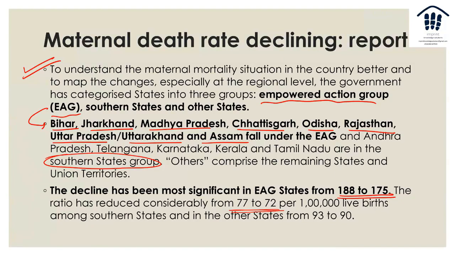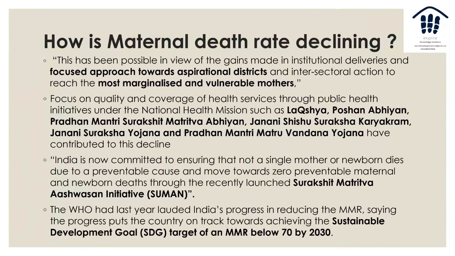So they're actually near the SDG target. On the other hand, the other states, again, we are not that great. We are 93 to 90. Actually, if possible, there should be nobody dying, but the SDG target is 70. I think maybe we should even target less than 50. How is it declining? The reason is the various approaches that we've taken. We focused on institutional deliveries, then we focused on aspirational districts, and we've targeted the most marginalized and vulnerable mothers.